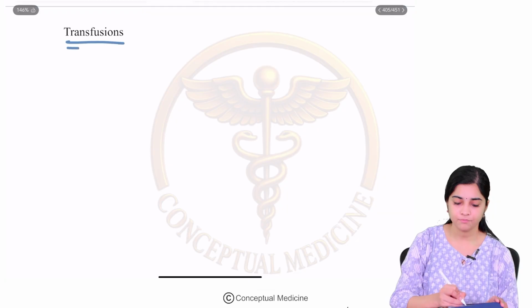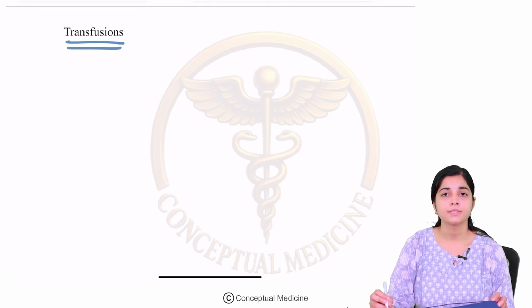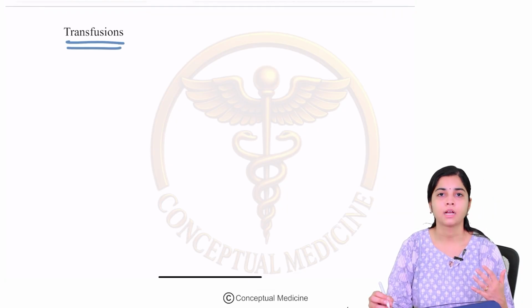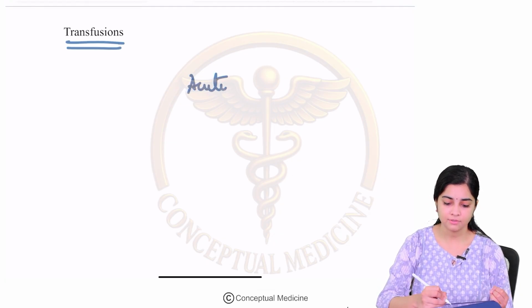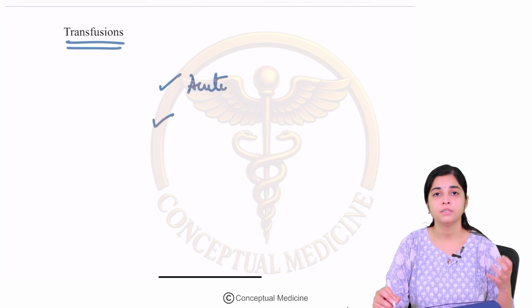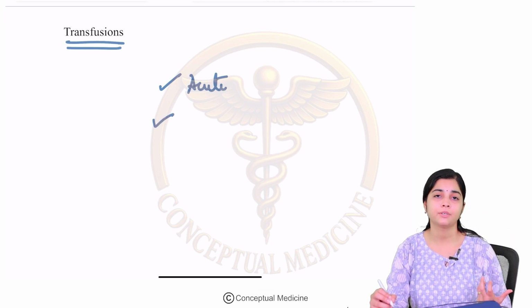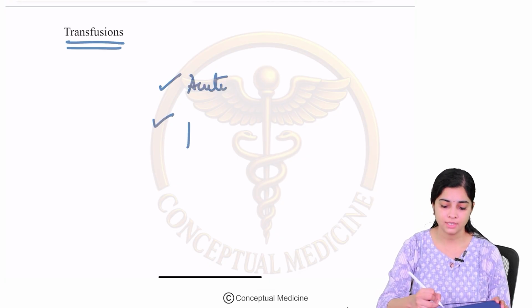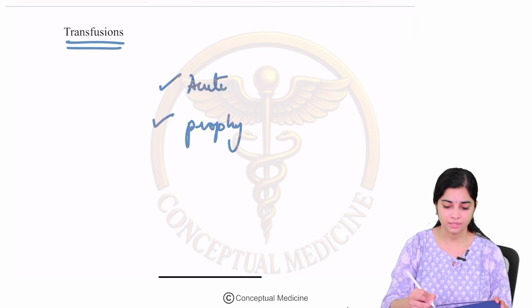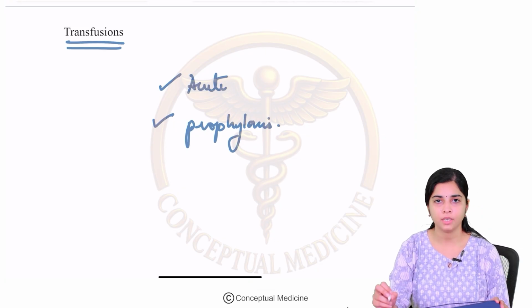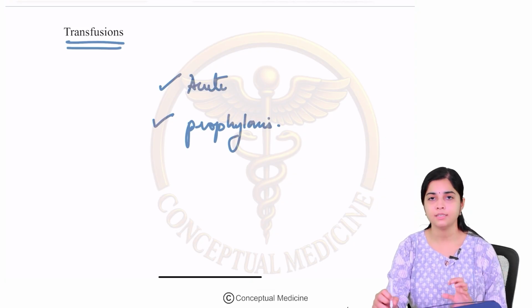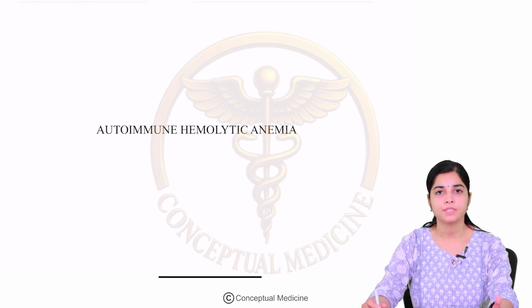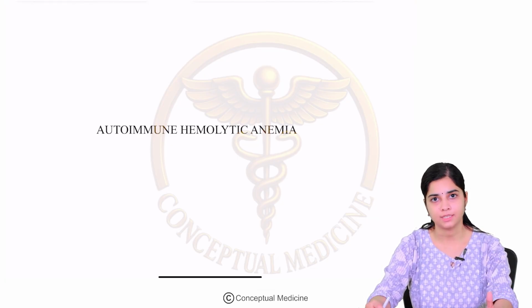Ultimately, sickle cell anemia requires transfusions from a very young age. In acute hemolytic episodes, they may be required. Also, for prevention of stroke, if the transcranial Doppler shows evidence of abnormal velocity, then they may also require recurrent transfusions. Okay, fine. So this is how you manage the different syndromes and how you manage or prevent sickling in sickle cell anemia. Till now we have seen the hereditary causes of hemolytic anemia.